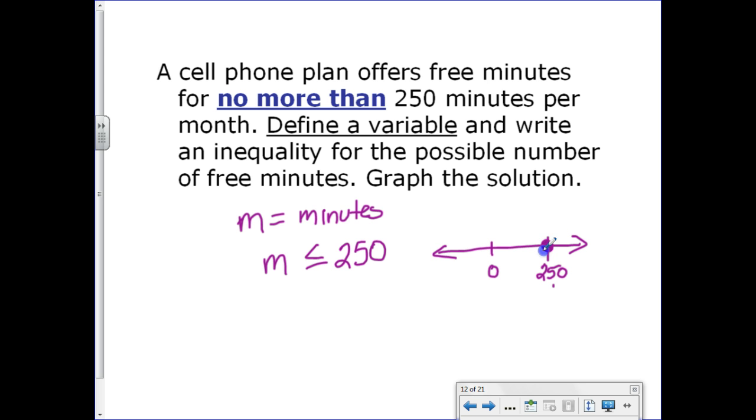Color it in because I have the equal sign, and I'm going to start shading to the left. Now, here's where we've got to think a little bit. This is a real life situation. Cell phone plan, free minutes.